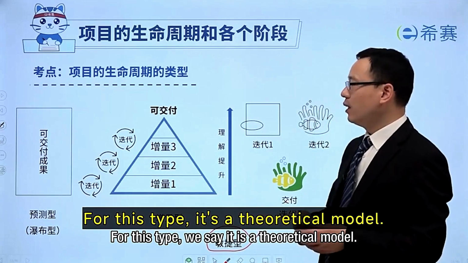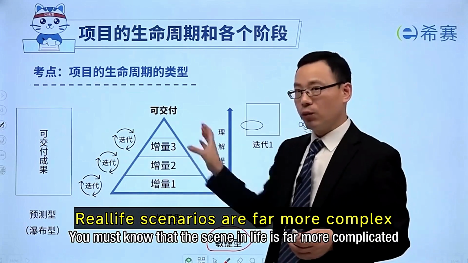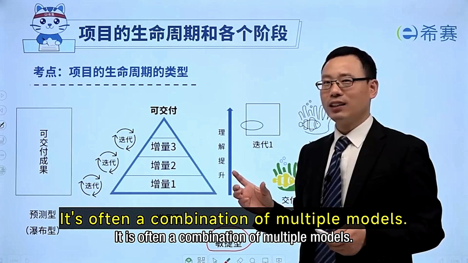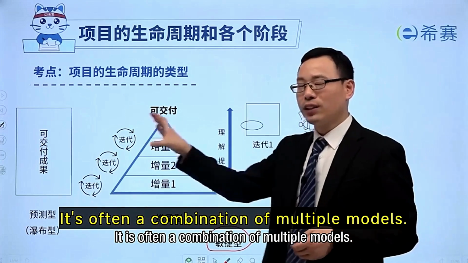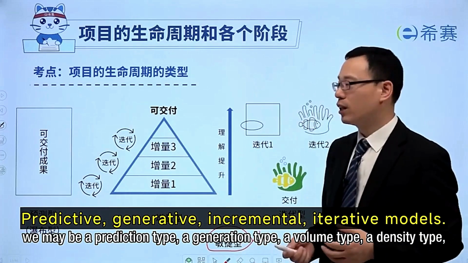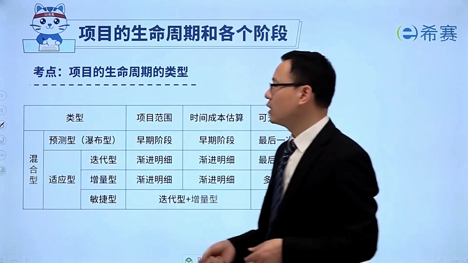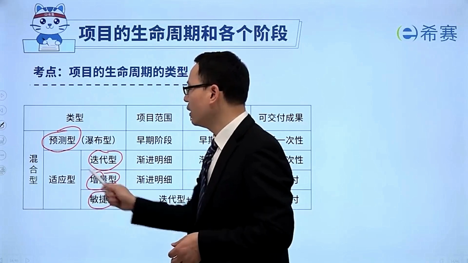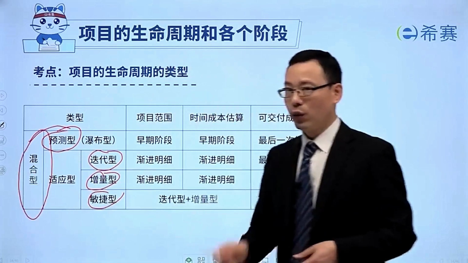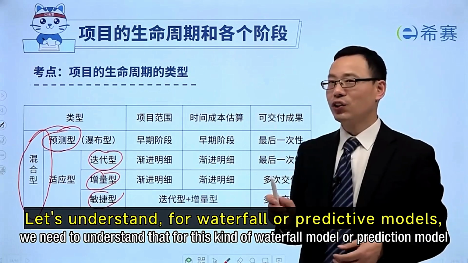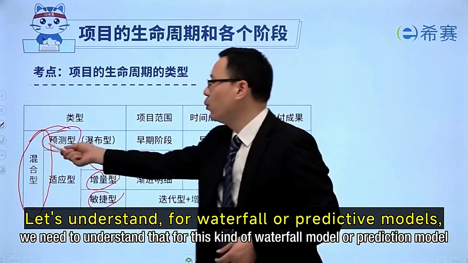For this type, it's a theoretical model. What's the situation in real life? Real life scenarios are far more complex than this mathematical model. It's often a combination of multiple models. It's a mixed model. In other words, in real life, there are cooperative, incremental, iterative models, and some other types. That's real life.